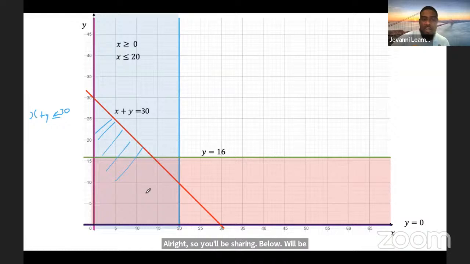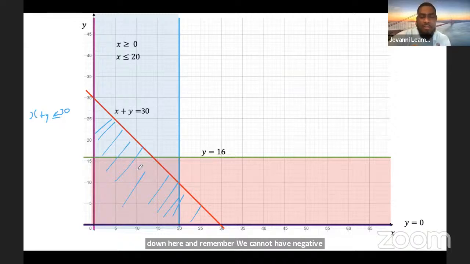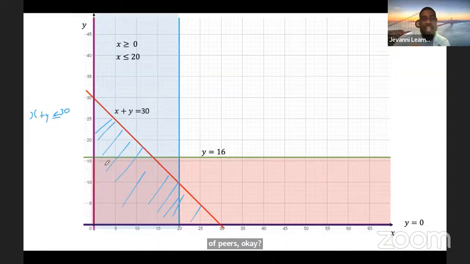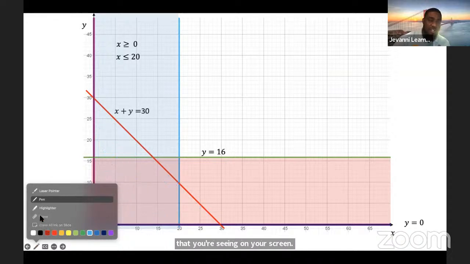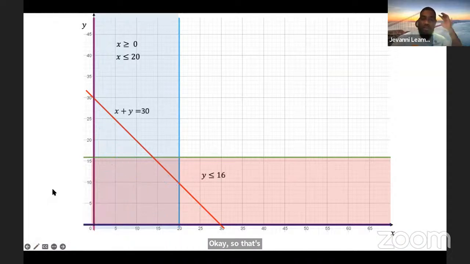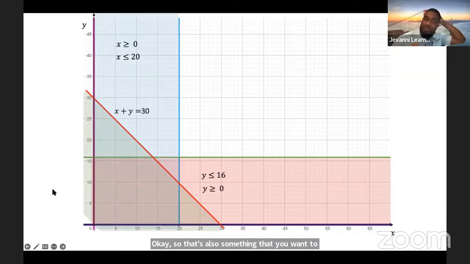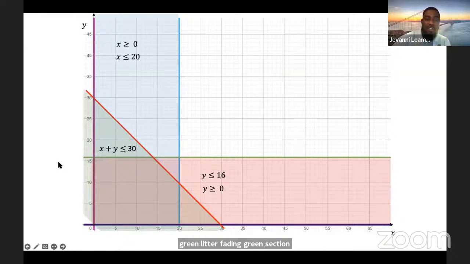We'll be shading down here. And remember, we cannot have a negative number of apples or a negative number of kilograms of pears, okay? So that is why we are bounded by the regions right here that you're seeing on your screen, okay? So that's also something that you want to contemplate going forward, all right? So that little fading green section, that's x plus y is less than or equal to 30.